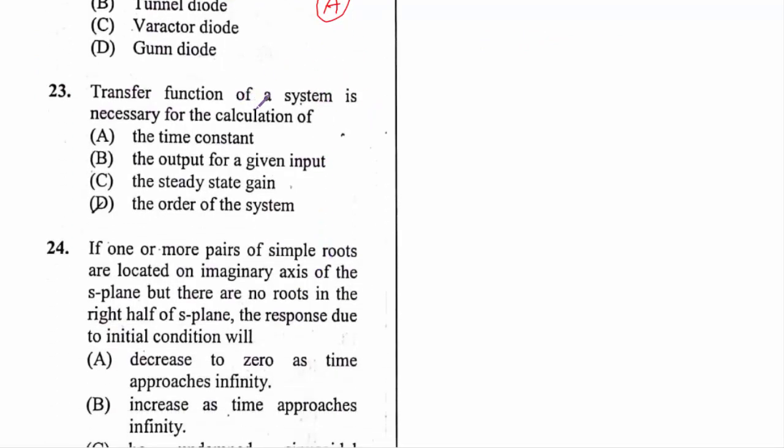23rd question: the transfer function of a system is necessary for the calculation of, first option, time constant; second option, the output for a given input; third option, the steady state gain; and fourth option, the order of a system. You may get confused between the time constant and steady state gain, but if I am opting for the best out of the first and third options, I need to go for the third option only, because we are going to estimate the steady state response, nothing but steady state gain. That's why we are going to use the transfer function. So option C is the correct answer.